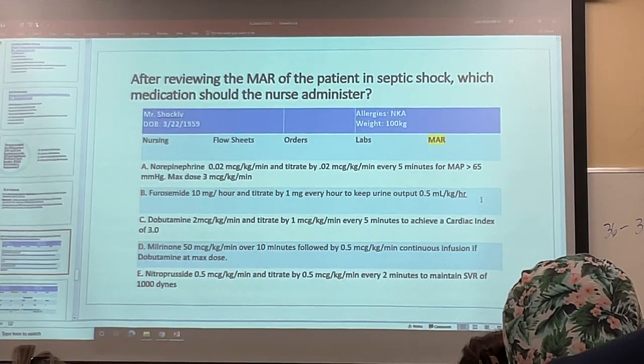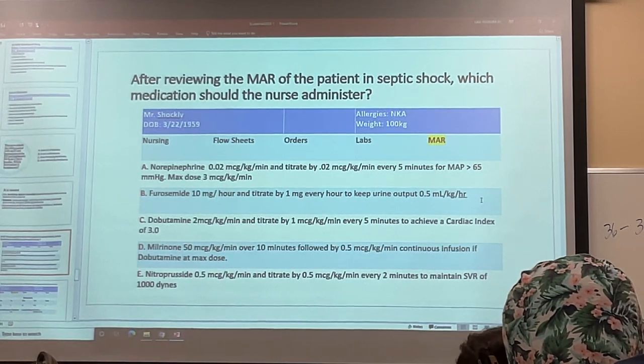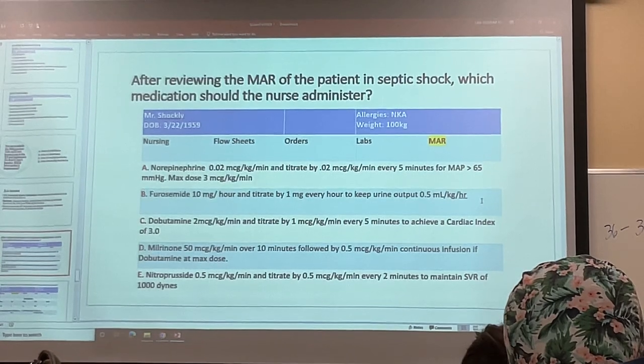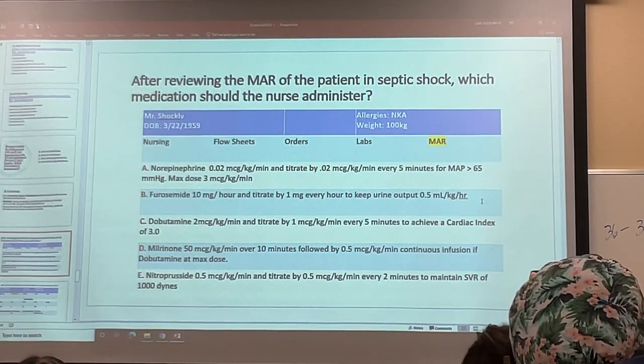What about the nitroprusside? It'll cause vasodilation, and he's already vasodilated. It's going to make it worse. The shock is going to be worse, right? So y'all, you are applying.